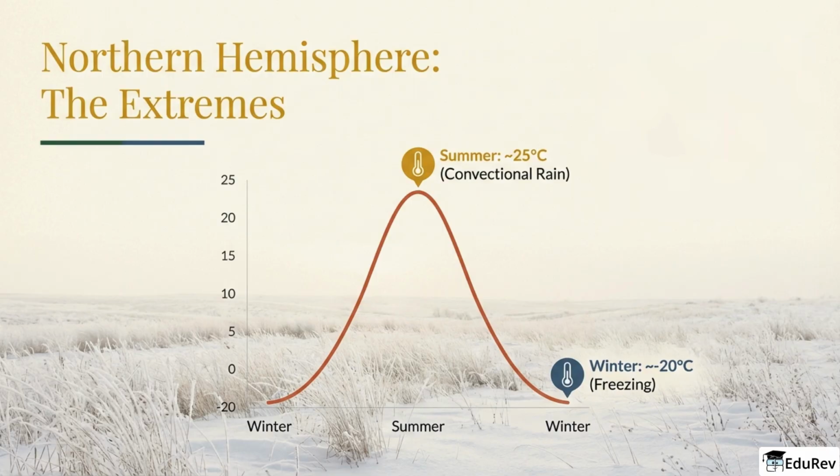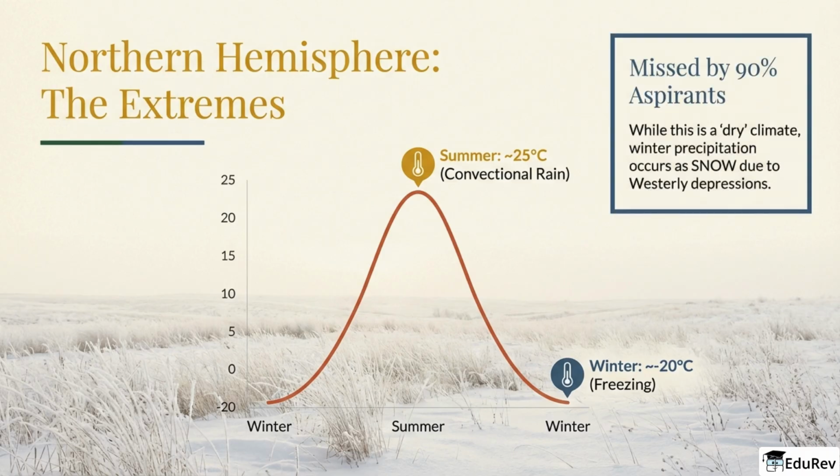And here's something many aspirants miss. Even though this is broadly a dry climate, winter precipitation can still occur as snow, especially due to westerly depressions. So do not oversimplify dry climate as no winter precipitation. That is exactly where careless answers lose marks.